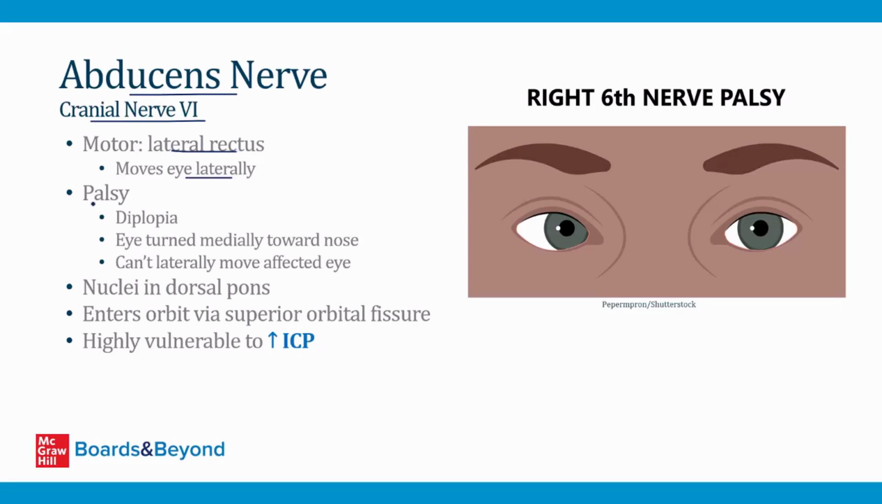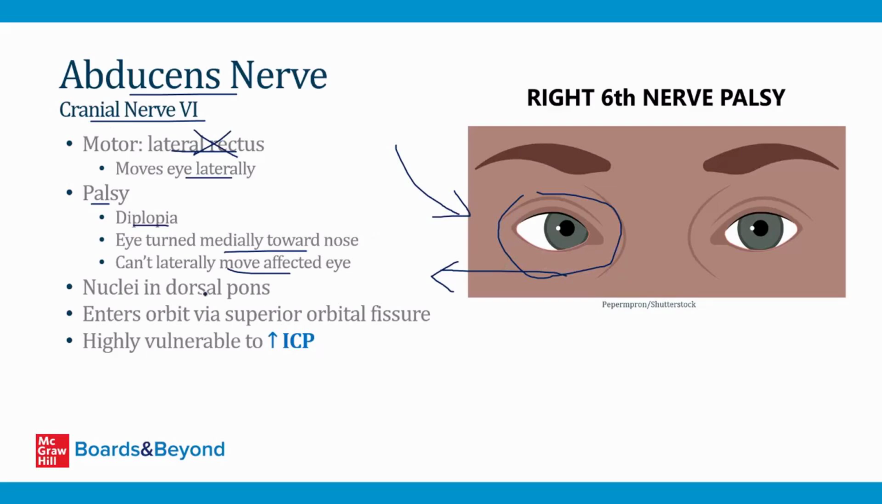So if you have a lesion or a palsy of this nerve, what you get is diplopia, which means blurry or double vision. The eye will be turned medially towards the nose, just like what's shown in this picture right here, and the patient won't be able to laterally move the affected eye. So if you ask this patient to try and look in this direction, the eye on the right, if there's an abducens nerve palsy, won't be able to do that. That's because the lateral rectus is not working.